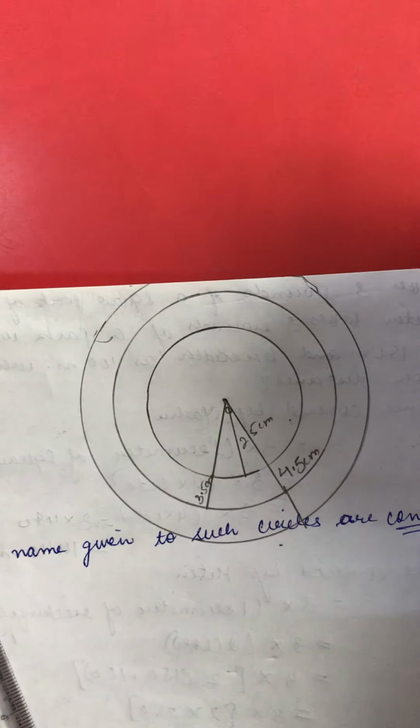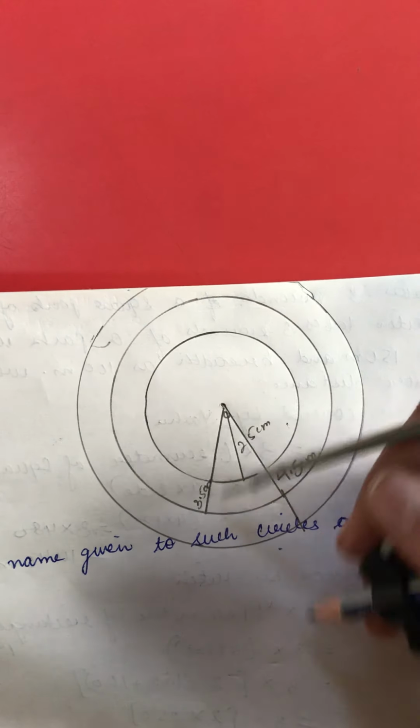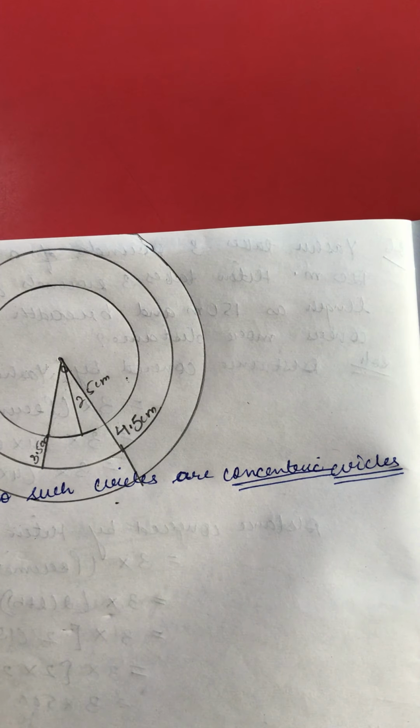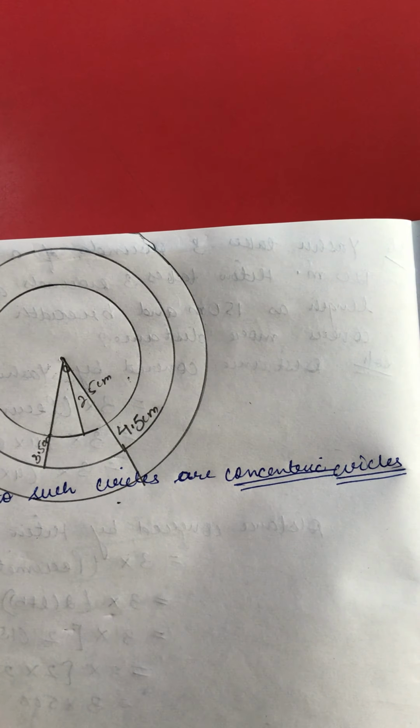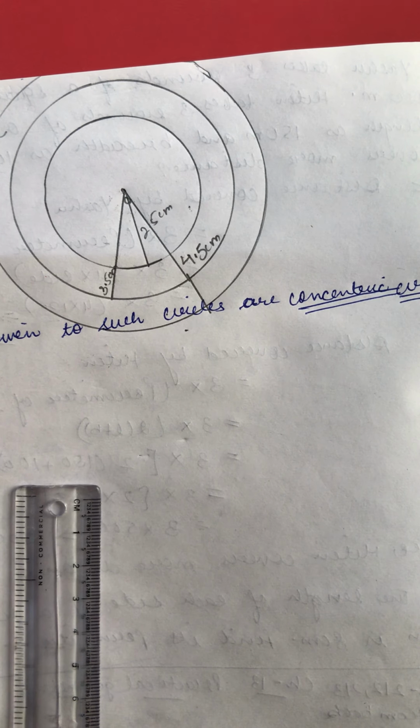So what is the name of such circles? I already told you, the circles which are having the same center but different radii, they are known as concentric circles. C-O-N-C-E-N-T-R-I-C, concentric circles.